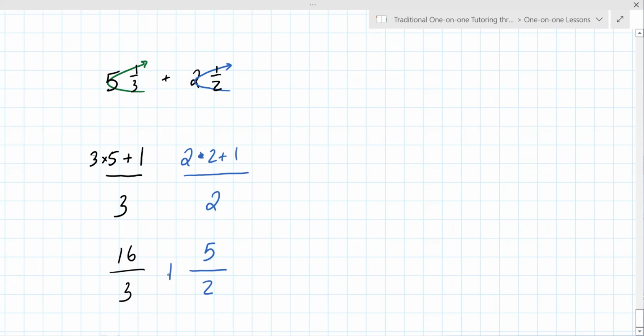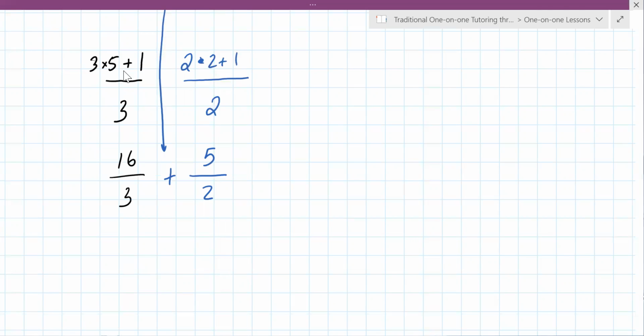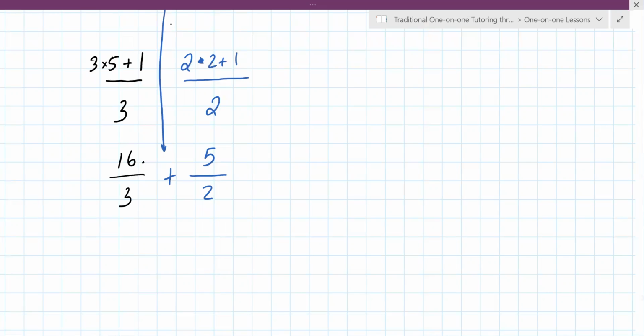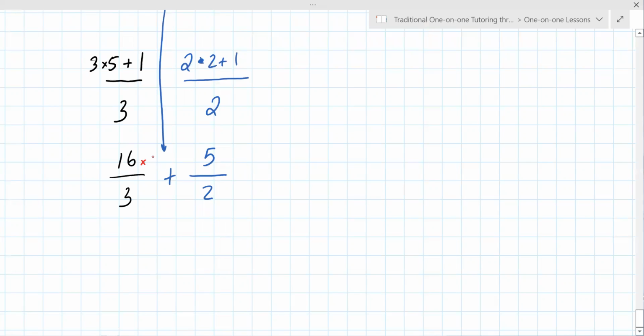So now to add them or subtract them, it's the same situation we had before. You have to make a common denominator. It's really just like the problem we've been doing. The numbers get a little bit larger. Can't help that. Times 2 and times 3. So that's 32/6 plus 15/6.